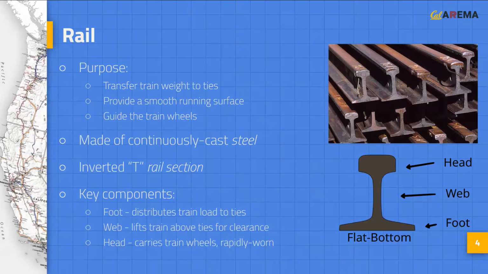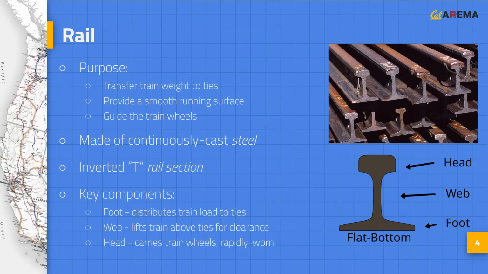First, we have the rail itself. The rail serves to transfer the train's weight to the cross ties, provide a smooth running surface, and guide the train wheels. While early rails were wooden and cast iron, modern rail is made of continuously cast steel and can be sold and shipped in up to 1,500-foot pieces.